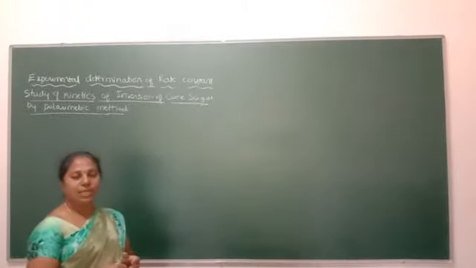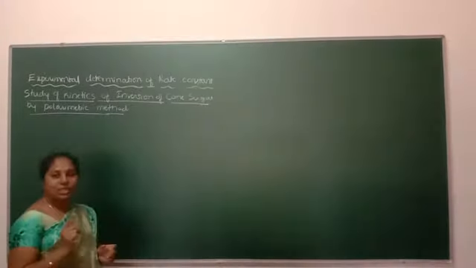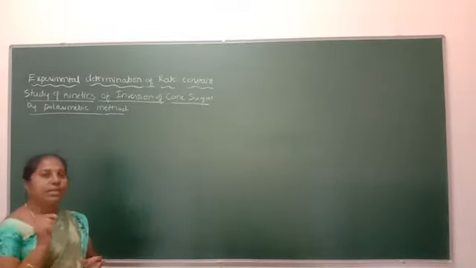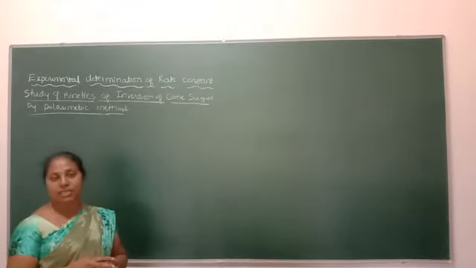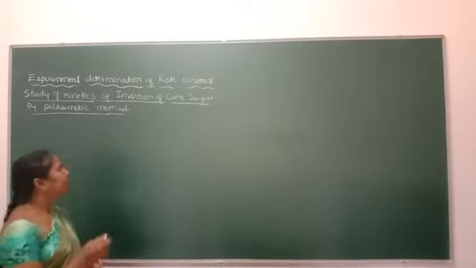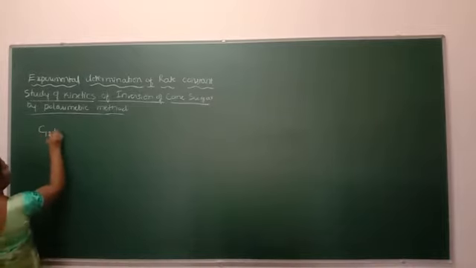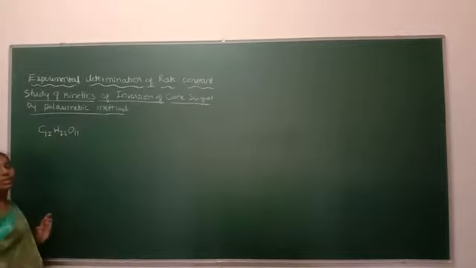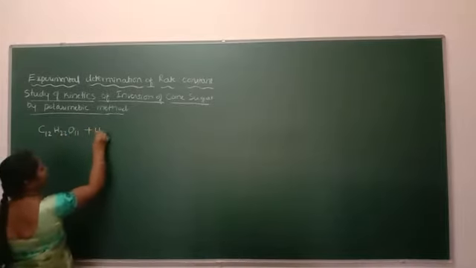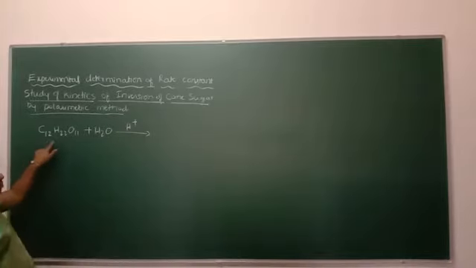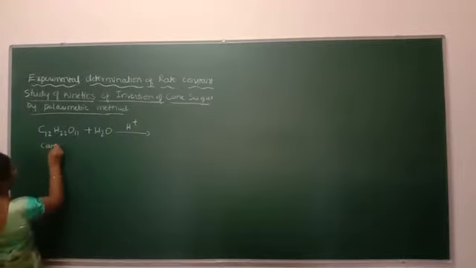For that, we are going to take one example, that is, we are studying the chemical reaction called the inversion of cane sugar. This reaction follows first order kinetics, and we have to determine its rate constant. We will write the reaction: cane sugar, that means sucrose, C12H22O11, on hydrolysis in presence of acid as catalyst. This is called cane sugar or sucrose.